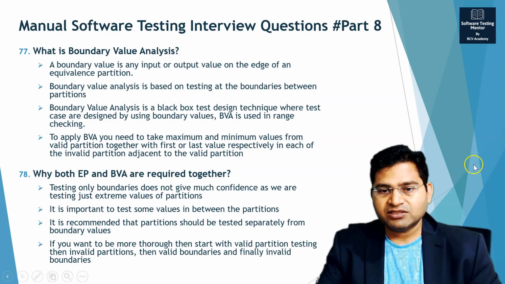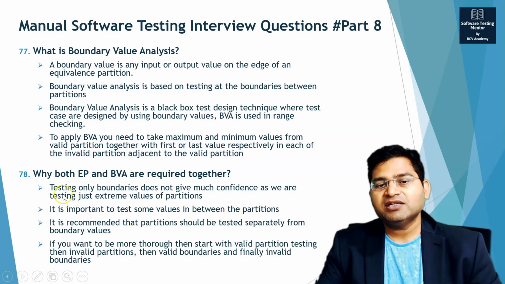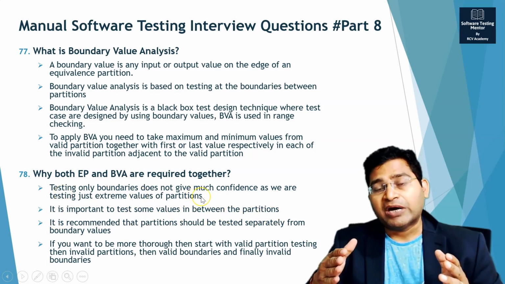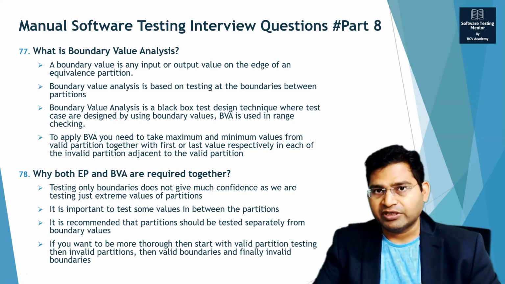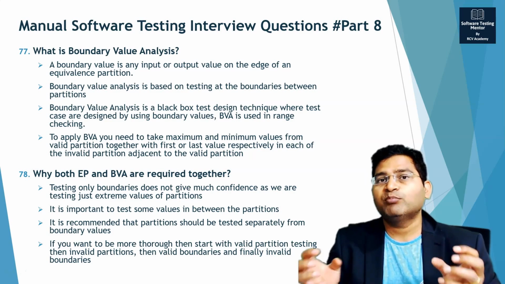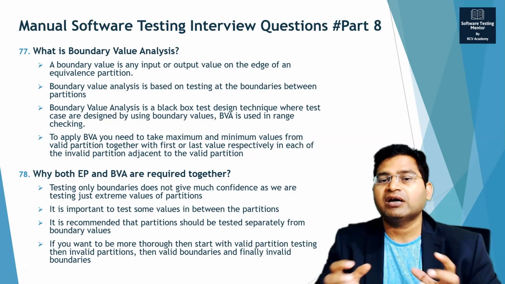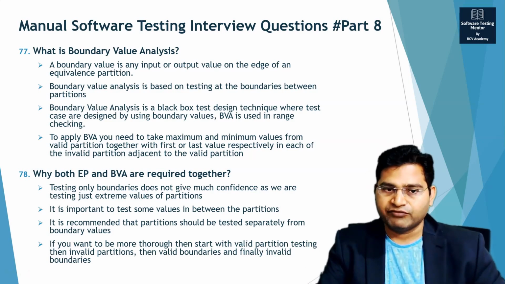Okay, so that is all the text here. Basically, it is important to test some values between the partitions as well, and it is important to test the boundary values as well, right? So something in between and the boundary of the valid and invalid partition is required. The testing should cover all of it, and that is why both EP and BVA are required together, okay, to get absolutely good coverage.